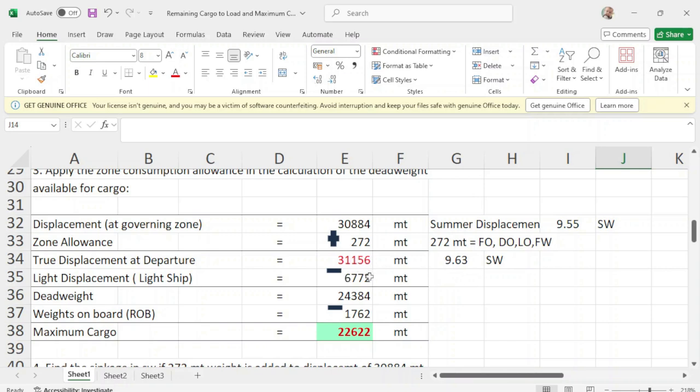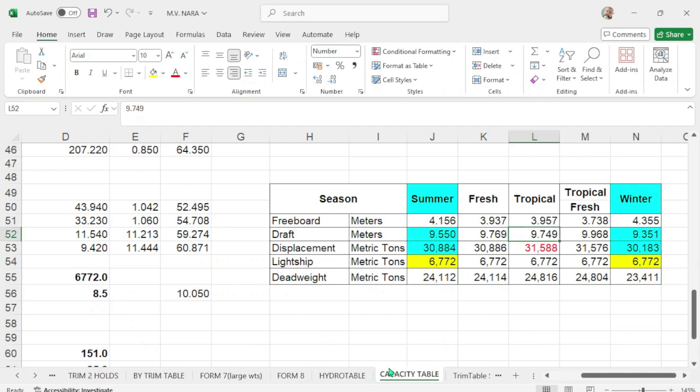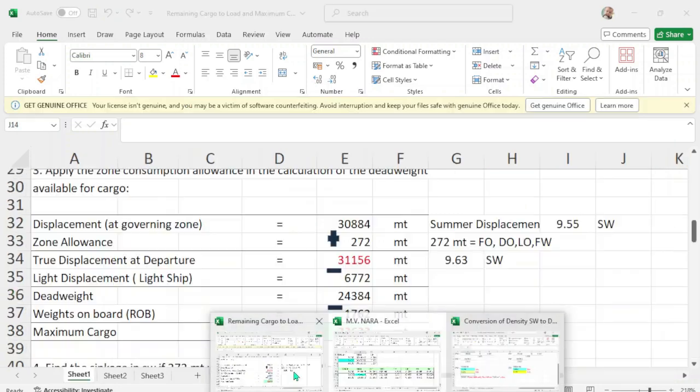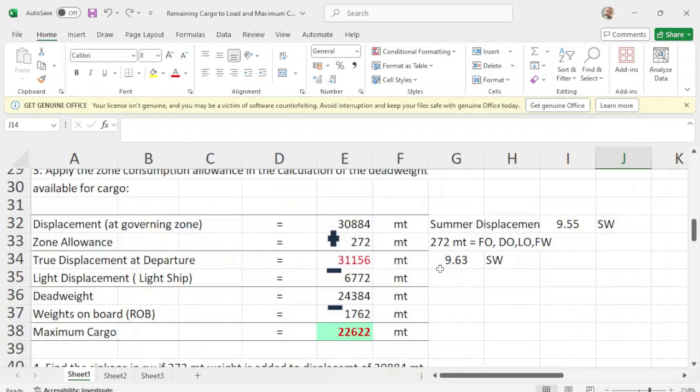So we will try to look for this draft or density to get this draft. So 31156. Go to the hydrostatic table, put here 31156. Then your draft will be 9.63, rounded up. Then you got 9.63. That is in salt water.